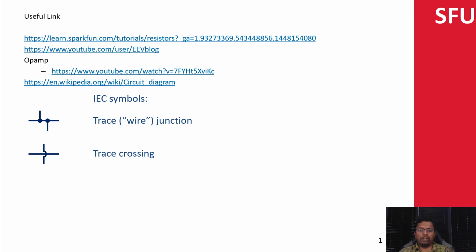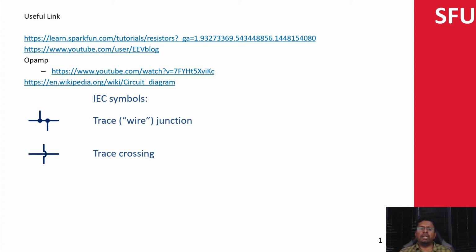Just a quick note: this is in terms of the schematic itself. But if you're creating physical circuits and you try to put one wire on top of the other, there's always going to be a connection between them. So in physical PCB design, you never want wires to cross on top of each other because it will create a short circuit.